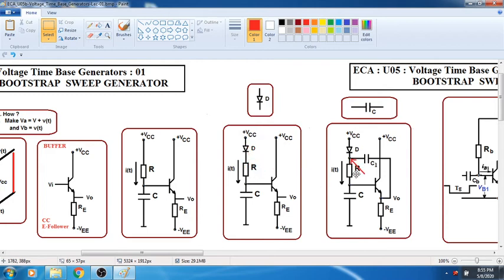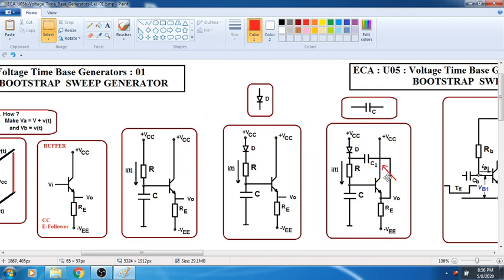So we are using a capacitor. A large value capacitor will be used to maintain the voltage across the resistor equal to VCC and allow the current to flow and the capacitor to increase its voltage with time.